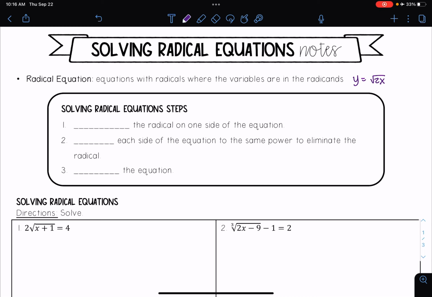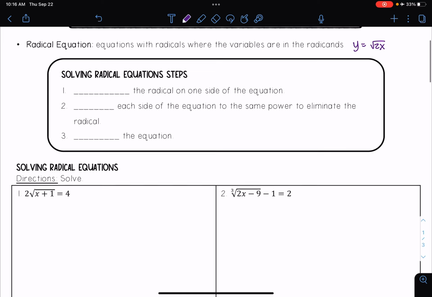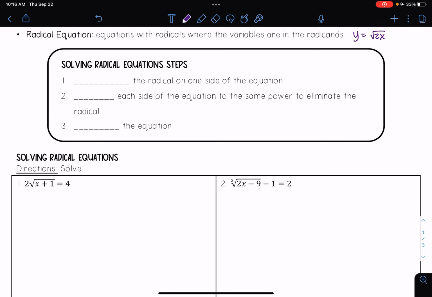To solve a radical equation, we're going to follow these three basic steps. First, we're going to isolate the radical on one side of the equation. Second, we're going to raise each side of the equation to the same power to eliminate the radical.